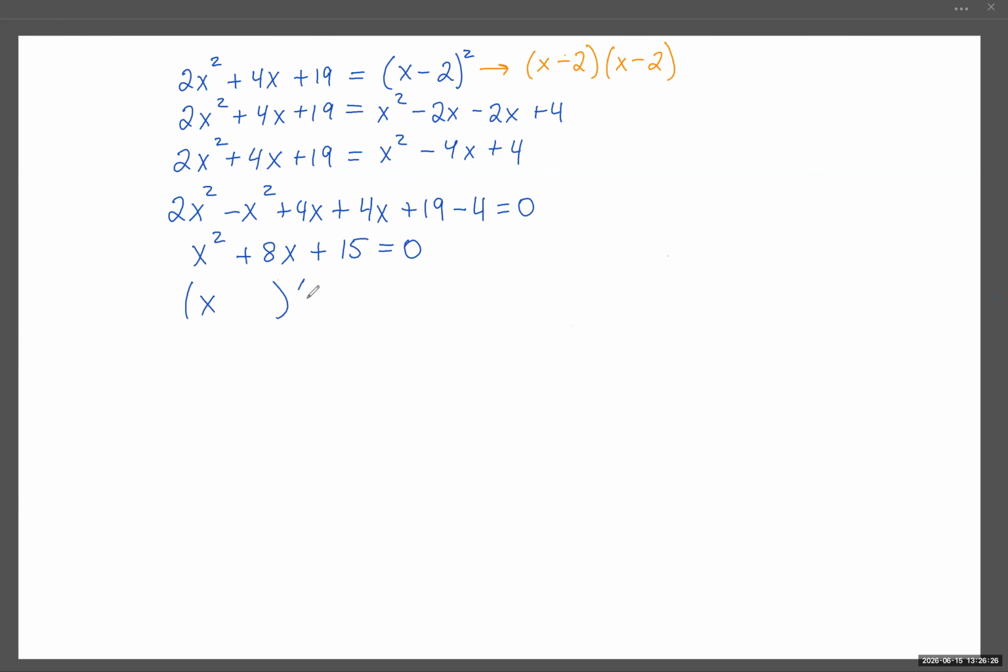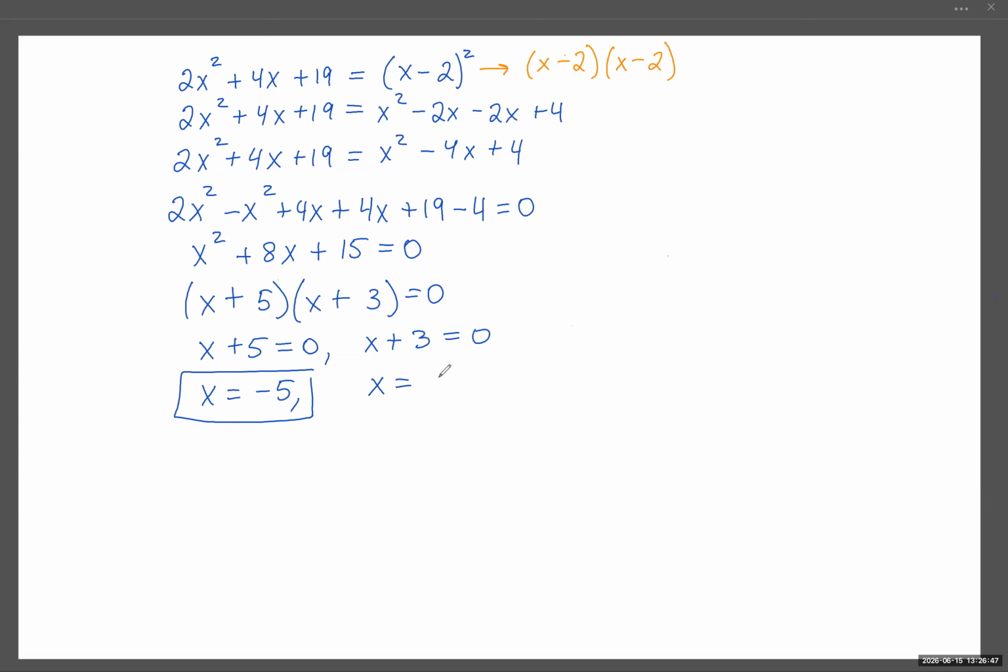And now we can go ahead and factor it. Two numbers that multiply to 15 and add to 8, that's 3 and 5. Everything is positive here. Then zero factor property: x plus 5 equals 0, x plus 3 equals 0. So x equals negative 5. That's one. And x equals negative 3. That's the second one.